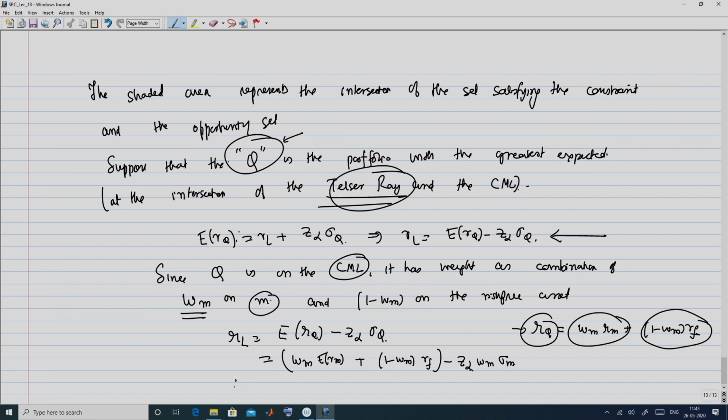And therefore, this will imply that Wm is equal to RL minus Rf over E of Rm minus Rf minus Z alpha of sigma m.